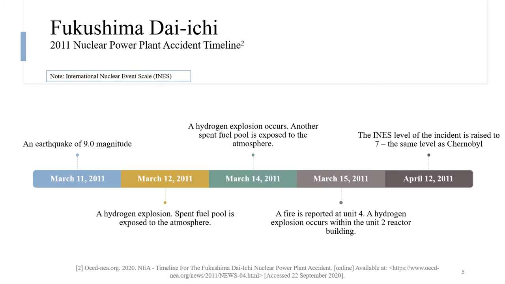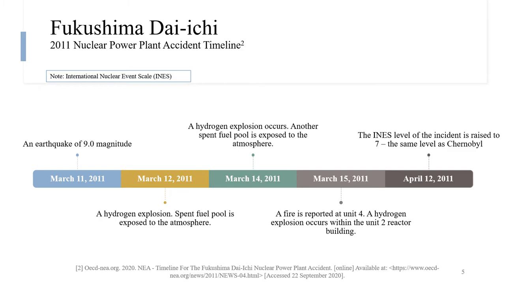So the timeline of the Fukushima shutdown: on March 11th, a 9.0 magnitude earthquake strikes off Honshu Island. An hour later, a 46-foot tsunami hits, overflowing the 19-foot seawall, inundating the plant. On March 12th, the emergency backup battery for Reactor 3 runs out and the fuel rods are exposed.